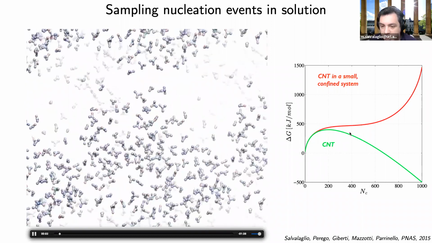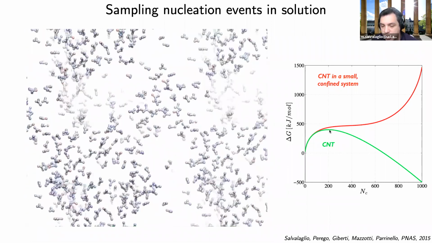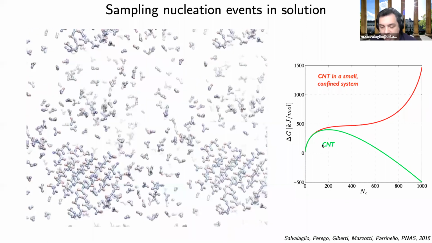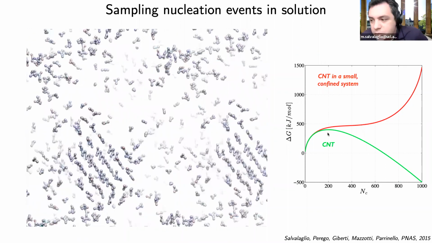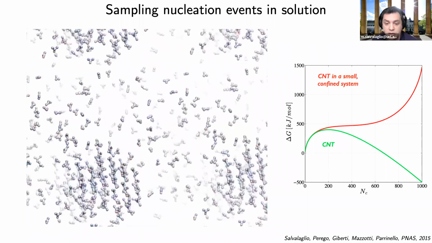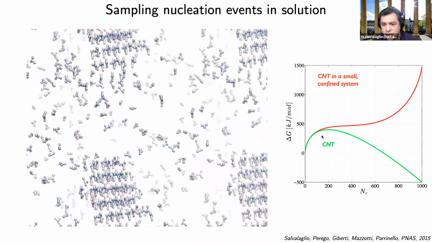And overcoming this barrier with unbiased sampling is impractical. So basically, we can always think of a system that has a barrier that induces a characteristic time for the observation of a nucleation event that is much larger than the time we can afford to sample explicitly in our simulations.